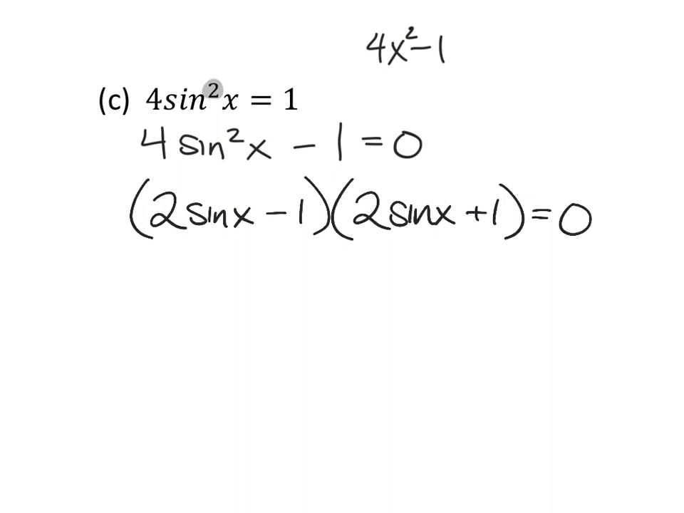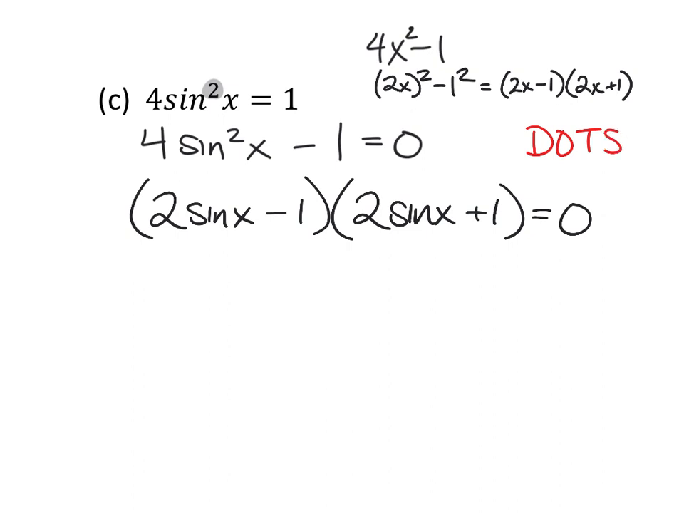If you're wondering what I'm talking about, that's because with the difference of two squares, if I just made it an x, this would be like 2x squared minus 1 squared. And the pattern says it should be the first thing minus the second, first thing plus the second. But instead of x, I have sine of x. That's the difference of two squares. So for later, when you're wondering what we did, we did the difference of two squares. Write that down so you know.